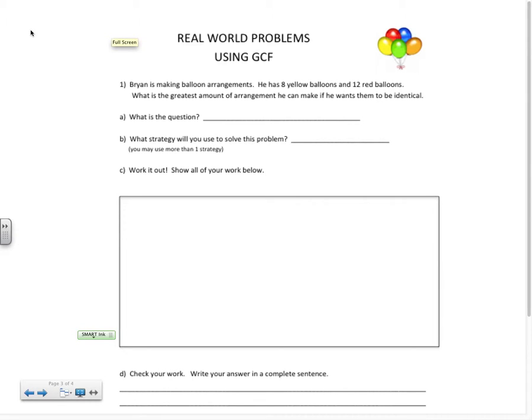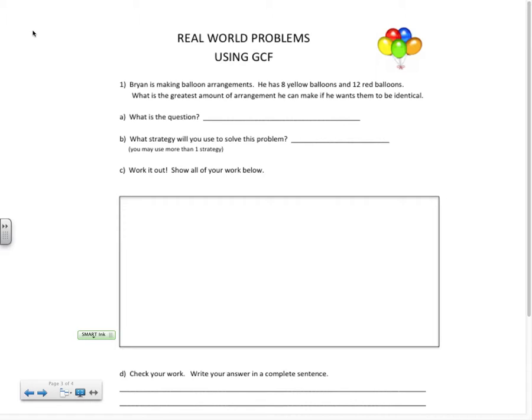Hi class. Let's take a look at real world problems using GCF. We know GCF stands for greatest common factors. So somehow this problem has to do with finding factors.